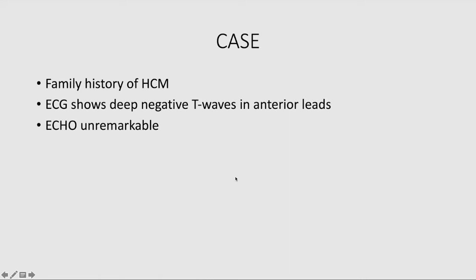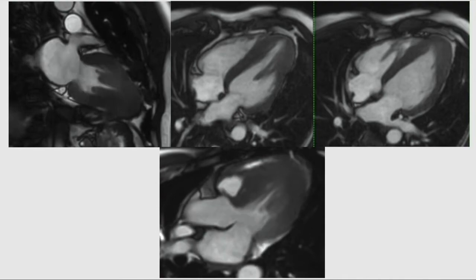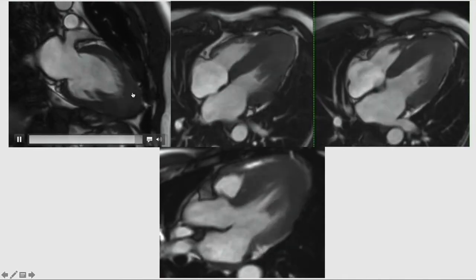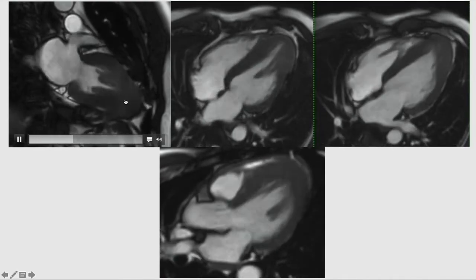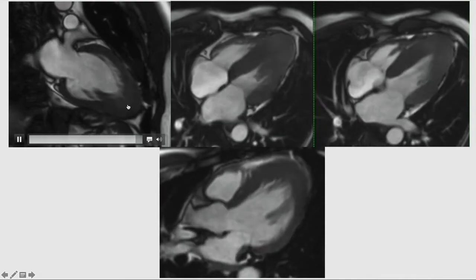Coming to the next case, this patient has a family history of HCM. An ECG done showed deep negative T waves in the anterior leads, suggesting there is hypertrophy in the LV apex. But an echo was done which was unremarkable, hence a cardiac MRI was asked. Cardiac MRI immediately shows you that the apical segments of the LV are significantly hypertrophied.